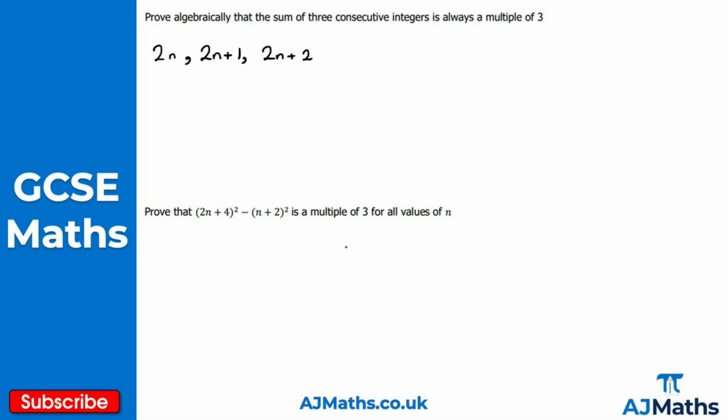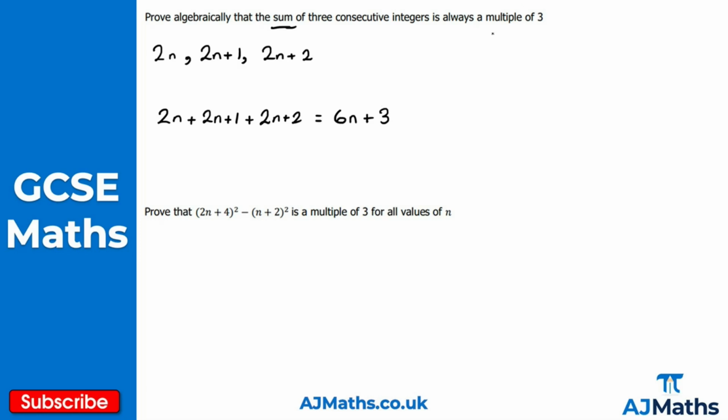Okay. From here now, we're looking at the sum, so that means we need to add all these together. So 2n plus 2n plus 1 plus 2n plus 2. Well, adding all these together here, I'm going to get 6n. So 2n plus 2n plus 2n gives me 6n. And then 1 plus 2 gives me 3.